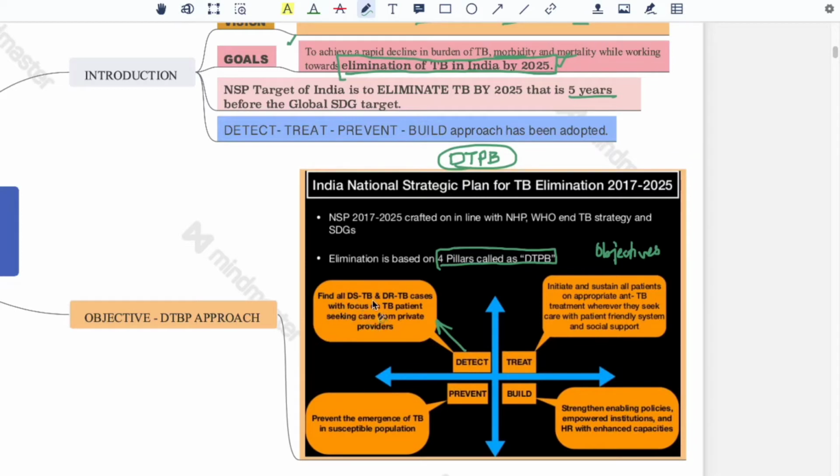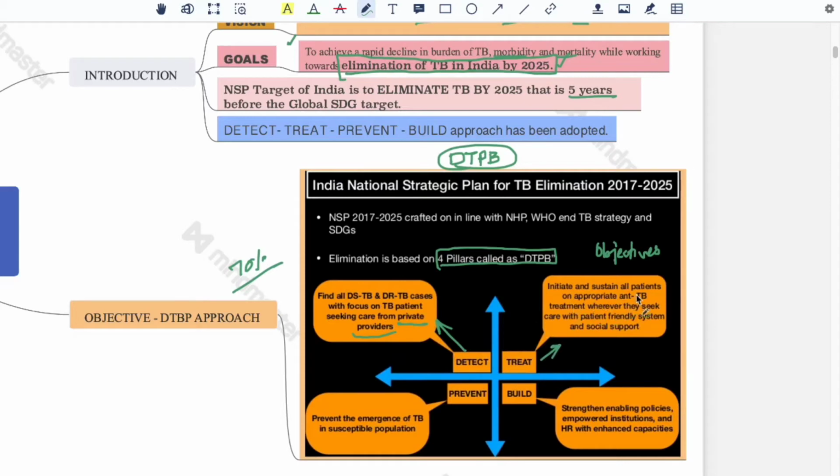Detect: find all the drug-sensitive TB and drug-resistant TB cases, with a focus on TB patients seeking care from private providers. So one of the key areas that the NSP 2017 to 2025 focuses on is private sector engagement. We have to find all the DRTB and DSTB cases with a focus on private providers also. In the last class, I think 70% of the people are taking care from private providers. So standards of TB care have been established, and private sector engagement is a very important strategy here also.